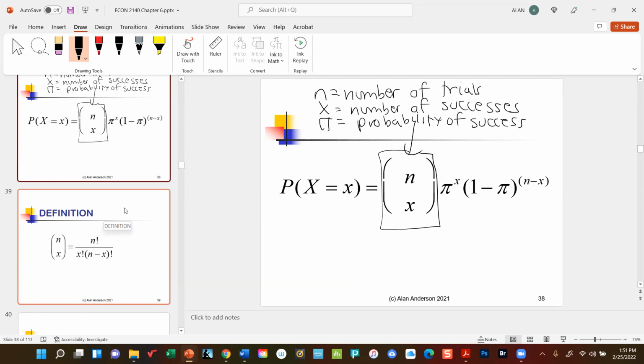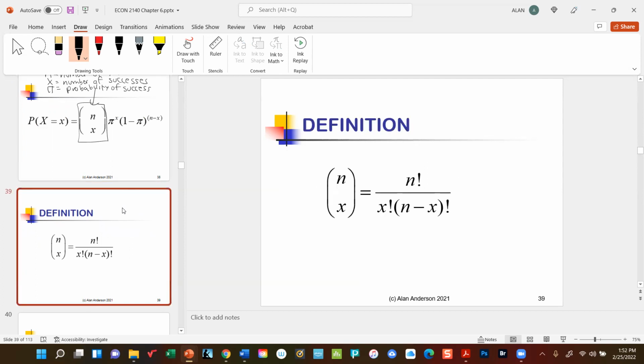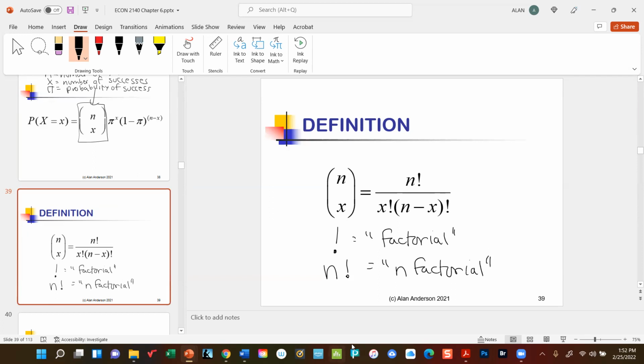All right, here we go. Oh, now that may not be helping you at all. This is what it stands for. And these exclamation points are pronounced factorial. So that means n with this exclamation point is pronounced n factorial. But what does that mean? Okay, and of course that also implies that x with a little exclamation point is x factorial.